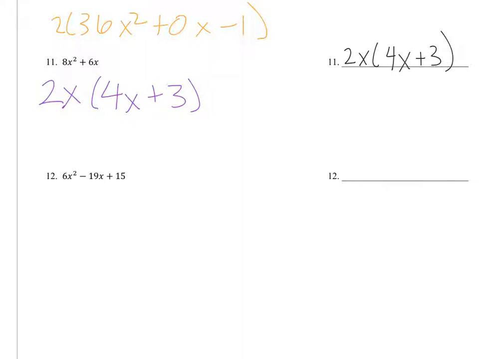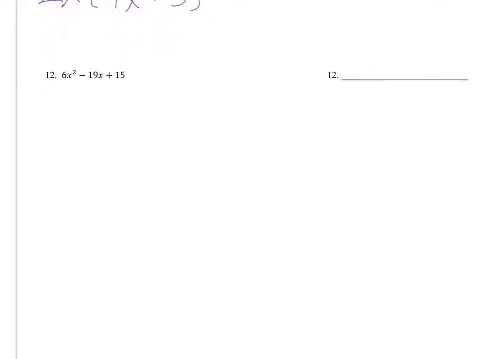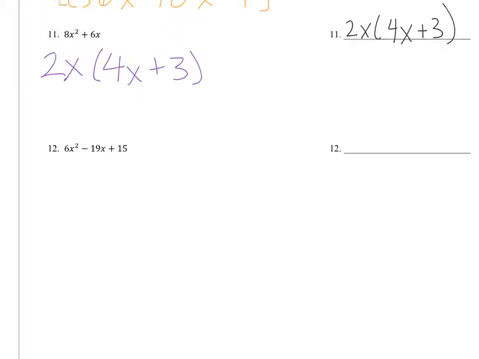So again, what do they have in common? What can I take out? 19 is prime, so I can't take anything out. So this is going to be another doozy of one. So I'm going to give myself some room here.